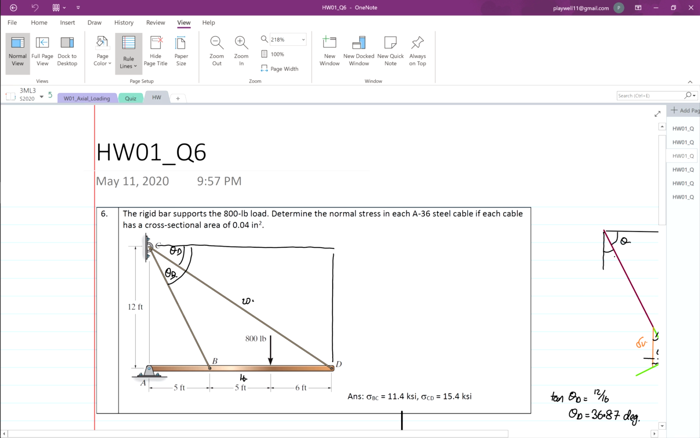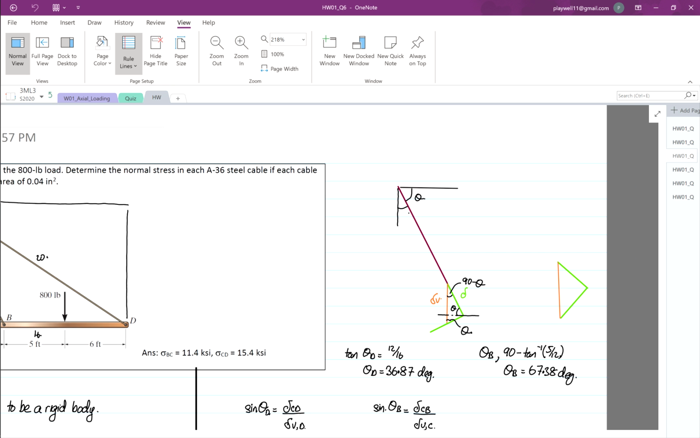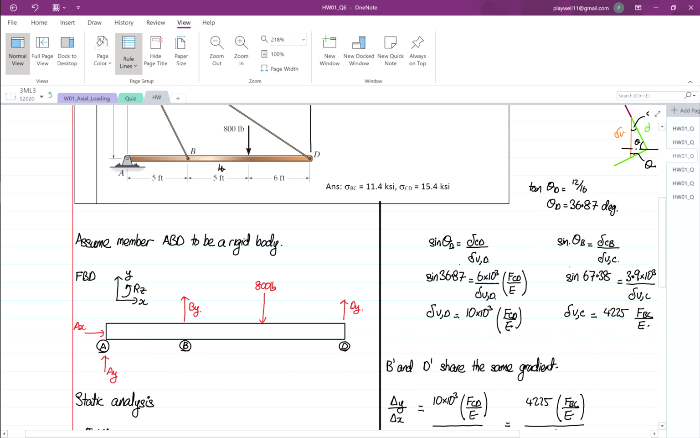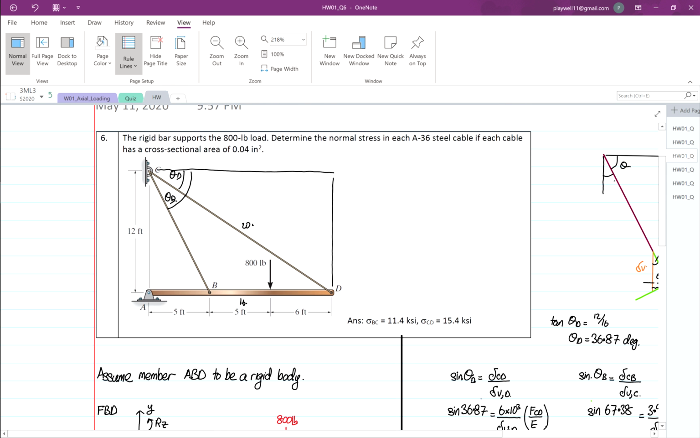Question 6 is very similar to question number 5, in the sense that the diagram is still the same. I just use a different angle over here, similar to the textbook's previous question or the solution. For this case, we have a rigid bar supporting an 800-pound load. Down here is where the 800 is. Determine the normal stress in each cable, if each cable has a cross-sectional area of 0.04 inch squared.